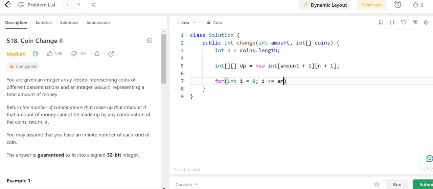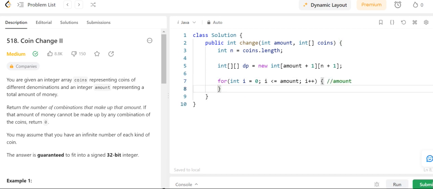For integer i equal to 0, i less than or equal to amount, i plus plus, this is our row, which is nothing but the amount. And then for integer j equal to 0, j less than or equal to n, j plus plus, this is nothing but the index.